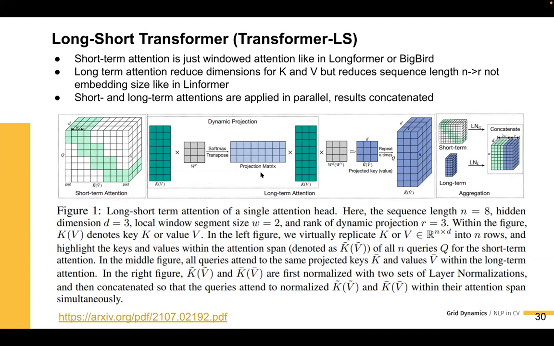But why do we need long-term attention? It means we should take into account all tokens, but that is a very costly operation. So to reduce the cost, we make a linear projection of the keys and values. It is very similar to Linformer, but in Linformer we reduce the embedding dimension of keys and values, and here we reduce the sequence length. After that, we just concatenate our long-term and short-term matrices, and that is our output.